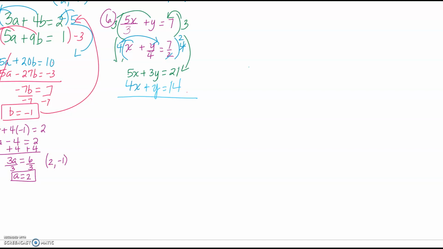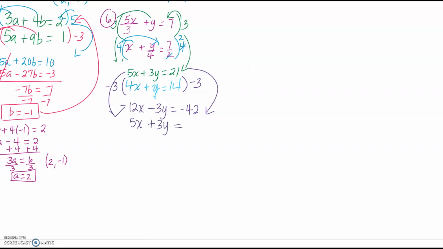Now we still need to do something else so that we are able to eliminate one of the variables. And it looks like the easiest one to eliminate is going to be the 3y, or the y, because I have a 3y in the top equation. I'm going to multiply the second equation by -3, just so I have opposite signs and I don't have to worry about subtracting. When I do that, I'm going to rewrite it underneath, and I'm going to get -12x minus 3y equals -42. Then I'm going to take that top equation right here, and I'm just rewriting it just so they're one below the other. 5x plus 3y equals 21.